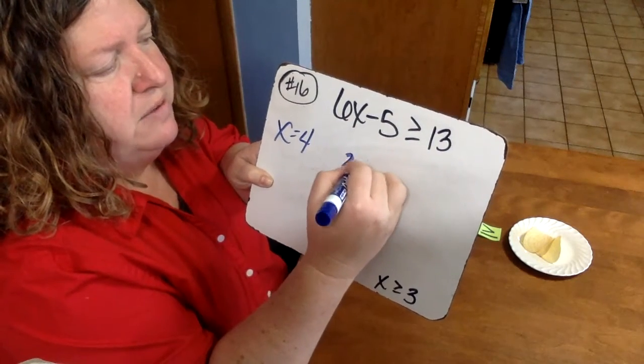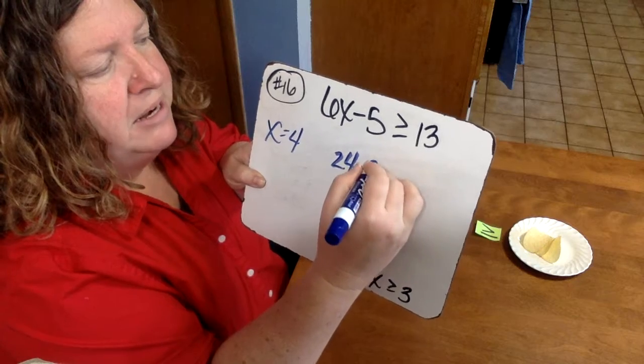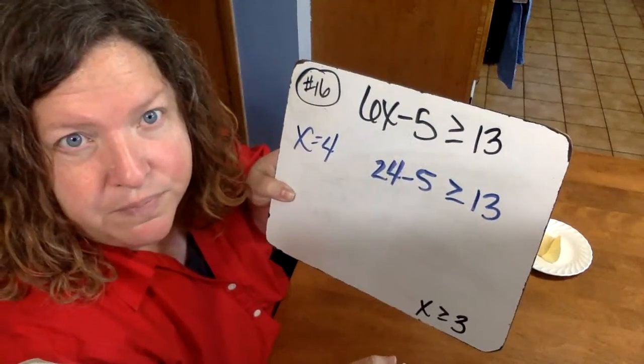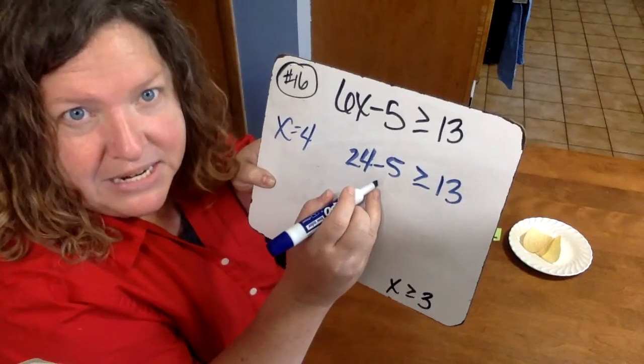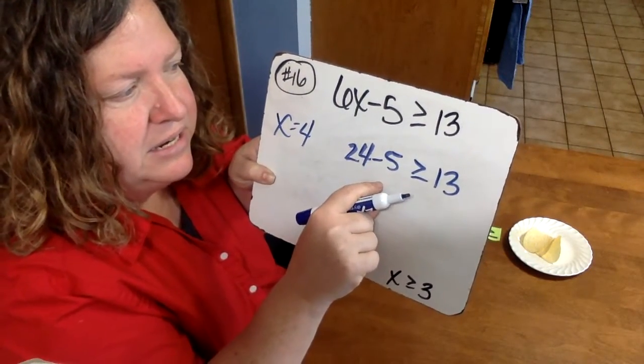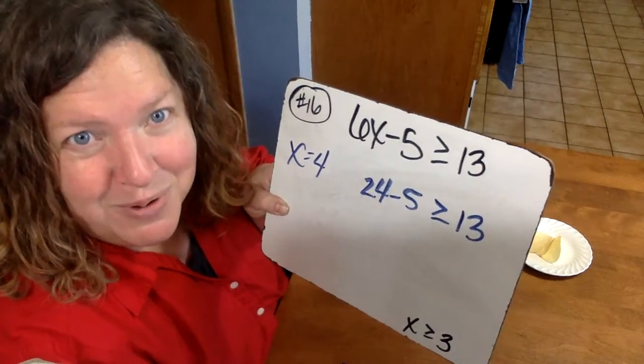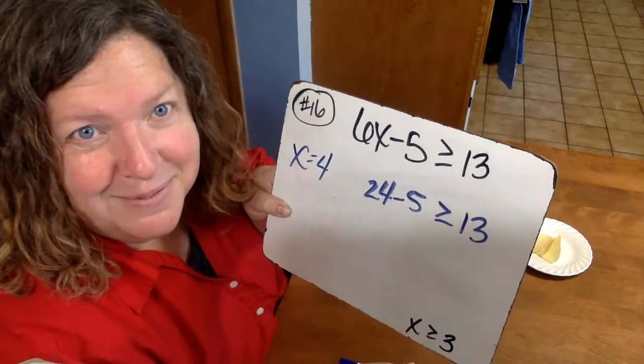6 times 4 is 24. Minus 5 is greater than or equal to 13. Is that true? 24 minus 5 is 19. Is 19 greater than or equal to 13? It's greater than, isn't it? Yeah, so that one works.